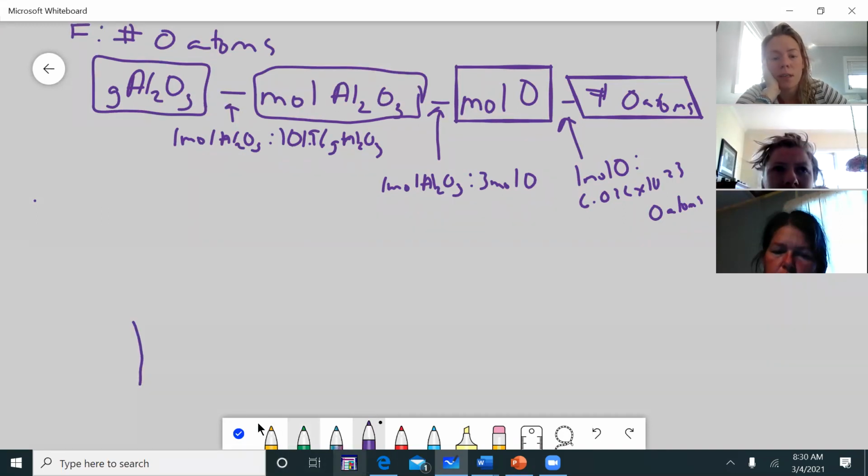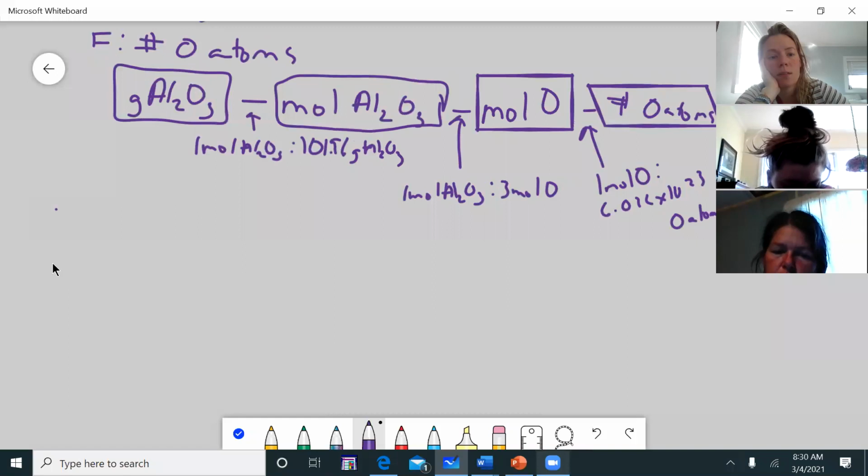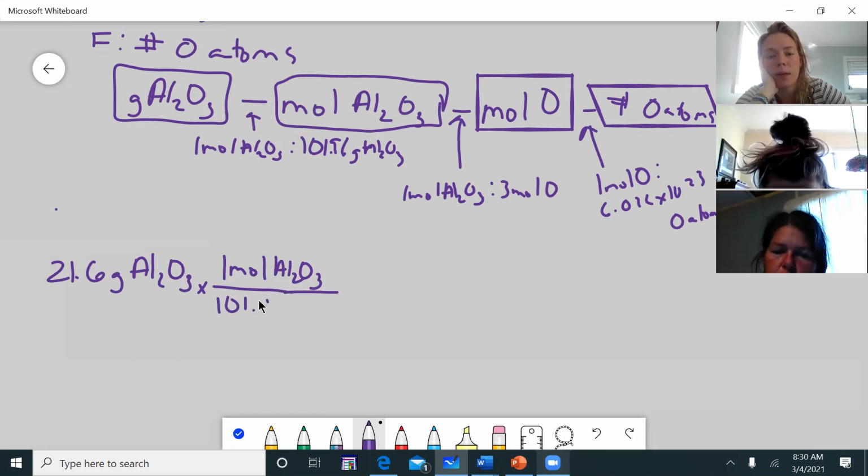So we have to start with our given, which was 21.6 grams. So 21.6 grams of aluminum oxide, Al2O3. We're going to first get that into moles. So if I want moles, the mole needs to go on top. 1 mole of Al2O3 on top for every 101.96 grams of Al2O3.